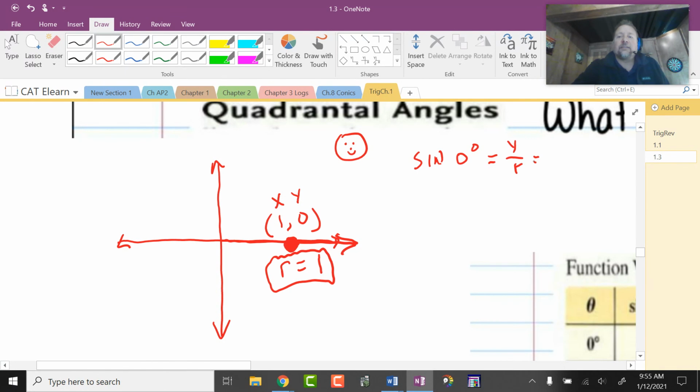That implies that sine of 0 is 0/1, which is 0. These have no meaning compared to each other. That's an angle measure. That's a ratio of two sides. Just so happens they both end up being the same number accidentally.